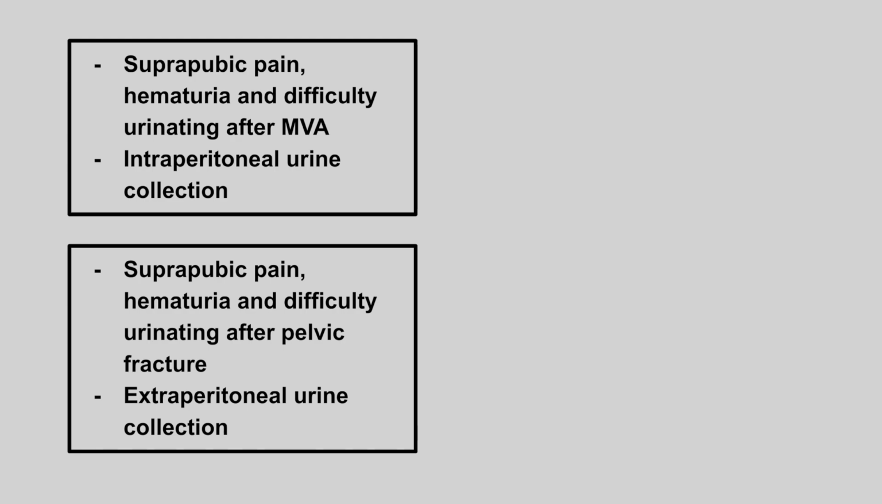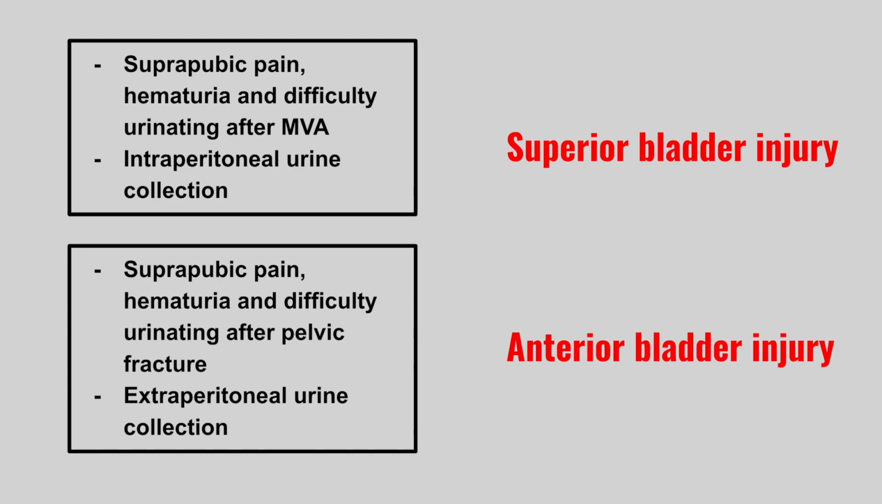Next, we have suprapubic pain, hematuria, and difficulty urinating after a motor vehicle accident, and we have an intraperitoneal urine collection. So this is a superior bladder injury. This is usually compared to the next one where you have suprapubic pain, hematuria, and difficulty urinating after a pelvic fracture as well, but now it's an extraperitoneal urine collection. So this is an anterior bladder injury.